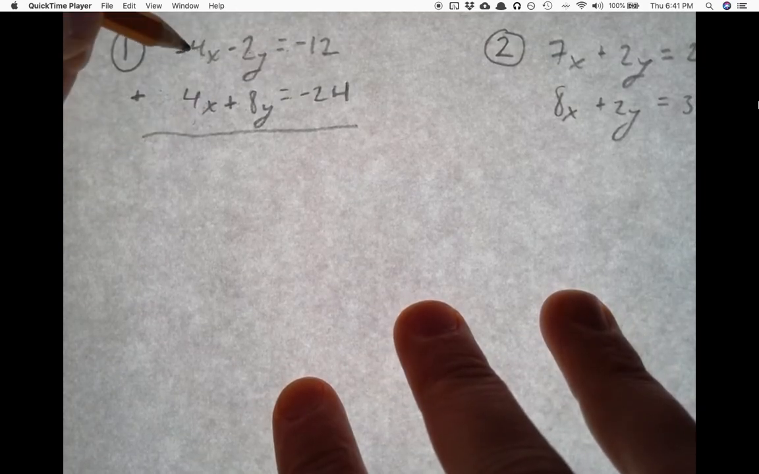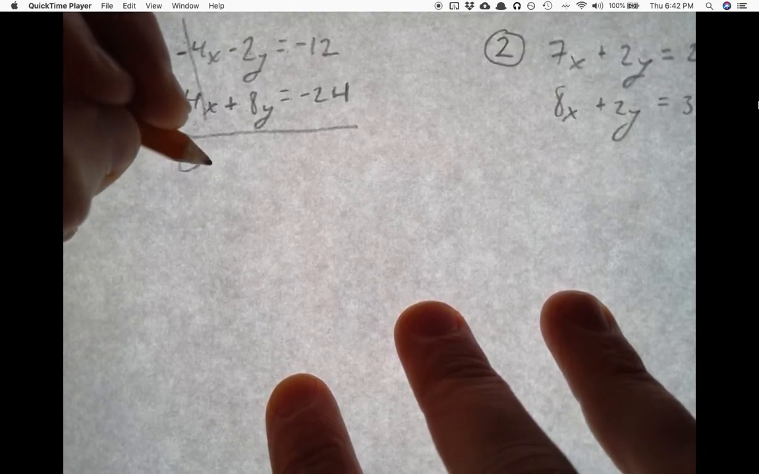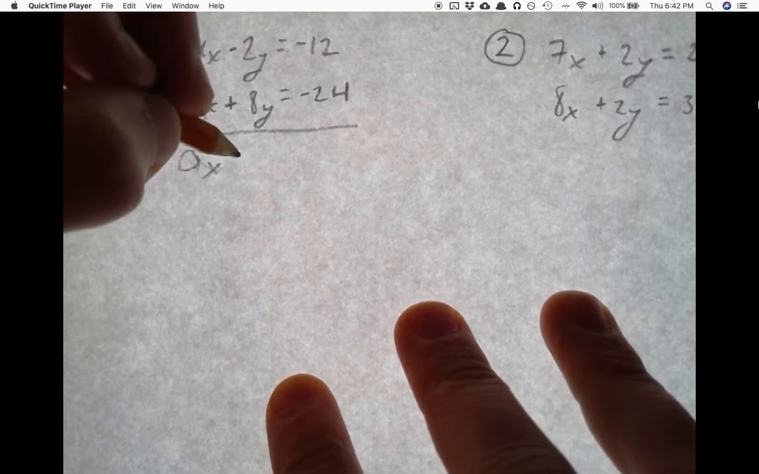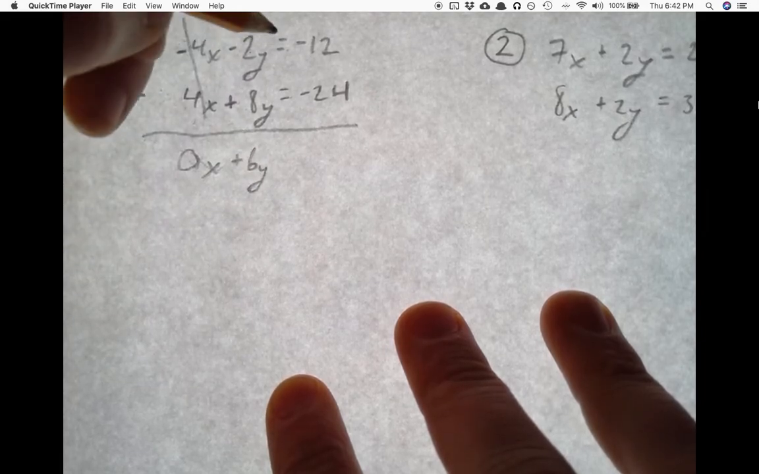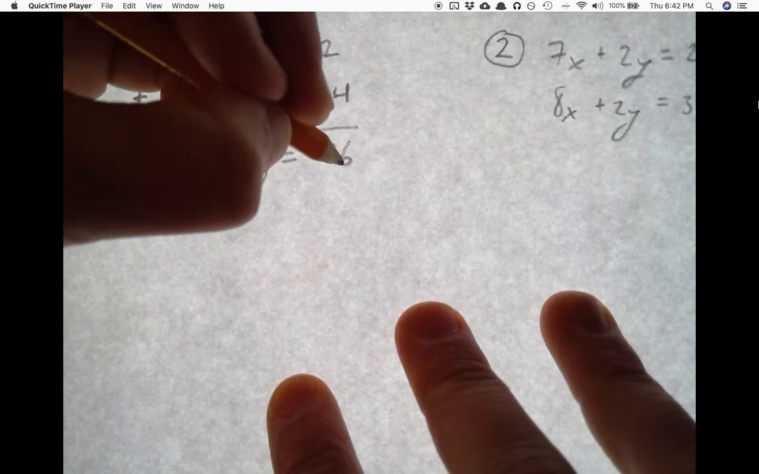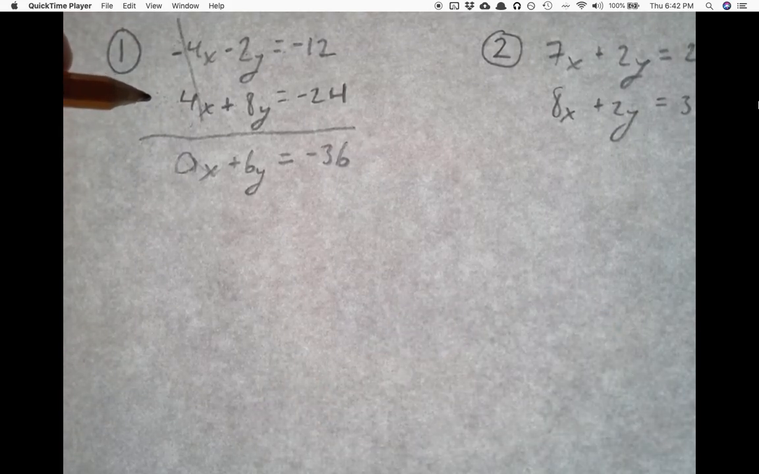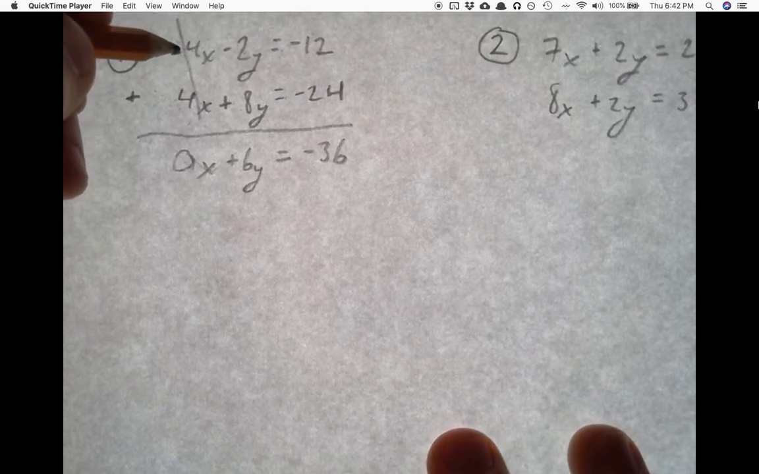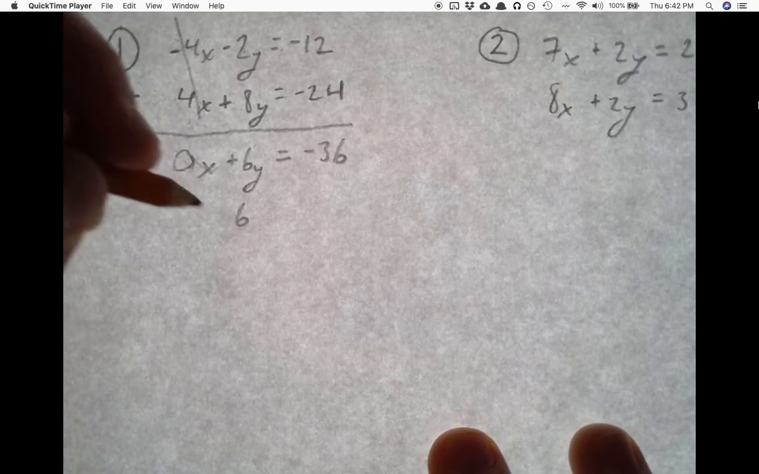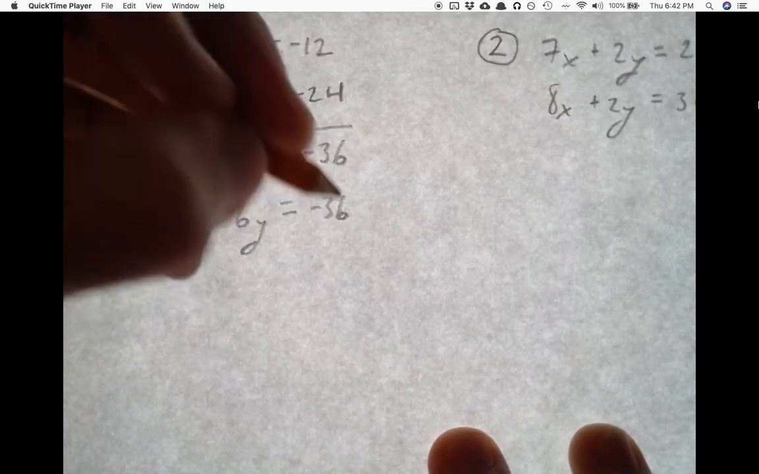So when I decide to add these 2 together, the -4x plus 4x, a -4 plus a 4, they actually cancel out. It becomes 0x, but that's just nothing, right? That goes away. -2y plus 8y gives me plus 6y, and -12 plus -24 is going to be -36. Now, here's why this makes it such a good candidate for elimination, because look what happened. When I got rid of the -4x by putting it with the 4x, I can really write this again: 0x is just 0. 0 plus anything just goes away, right? That's gone. 6y equals -36.